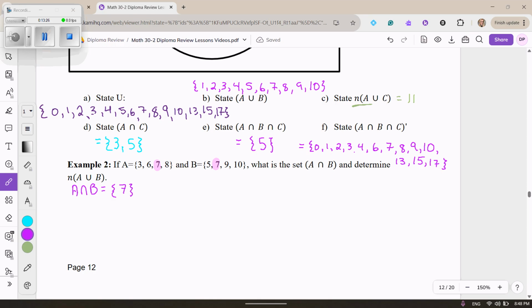Okay, now let's do N of A union B. I'm going to start by listing A union B, just so that I don't make any mistakes. So start by writing down A and including the elements from B as we go. So 3, 5, 6, 7, 8, 9, 10. And then the number of elements, of course, we'll just count up how many there are. So 3, 6, 7.